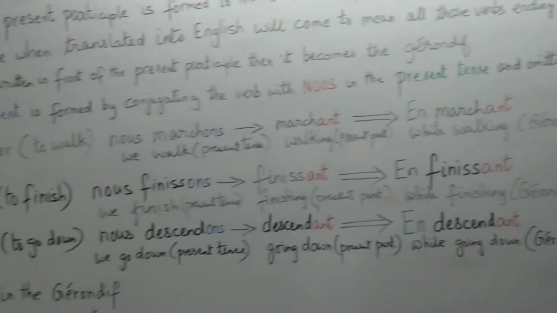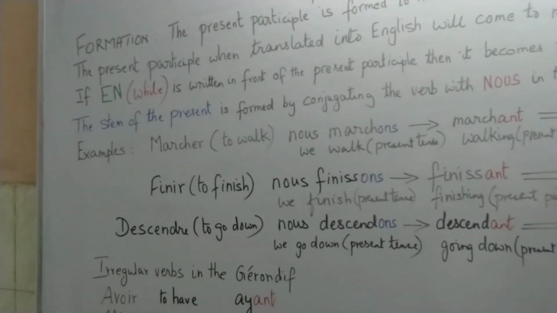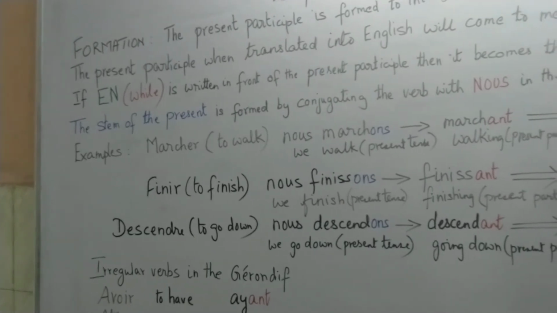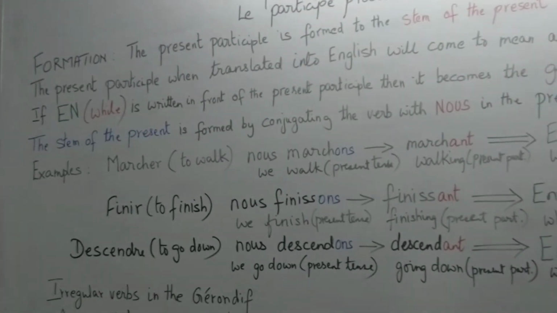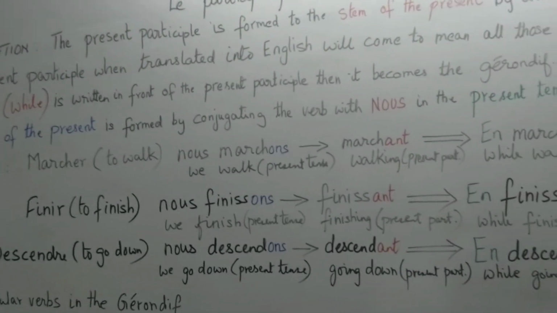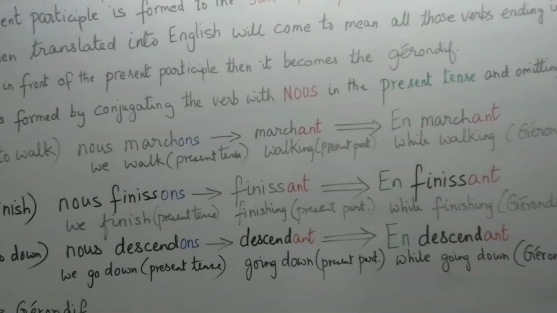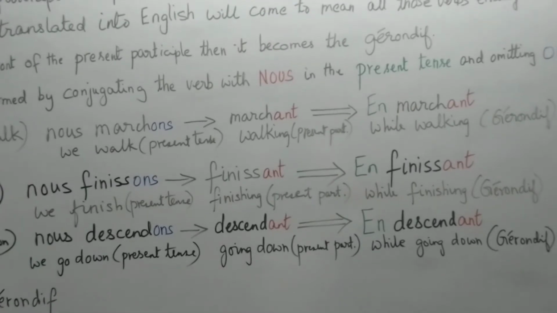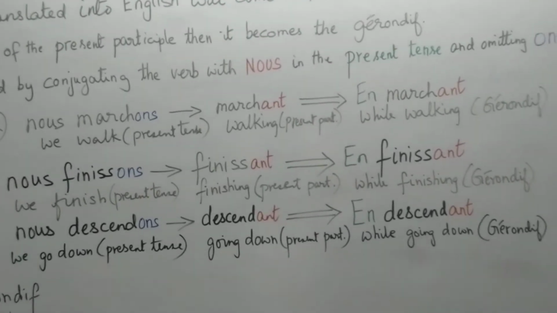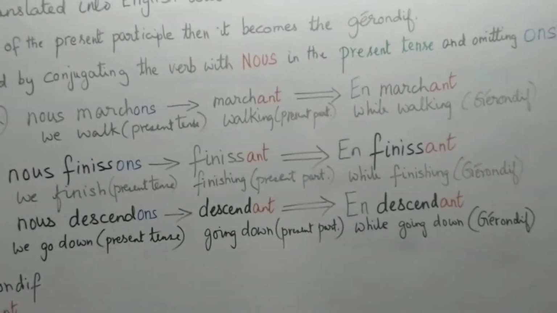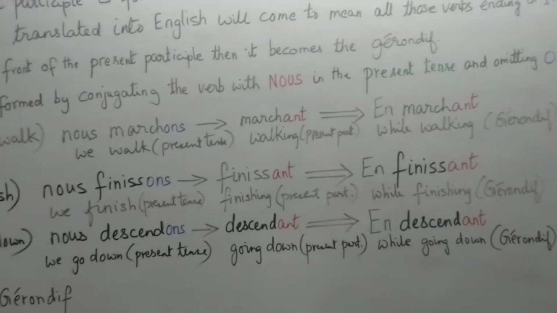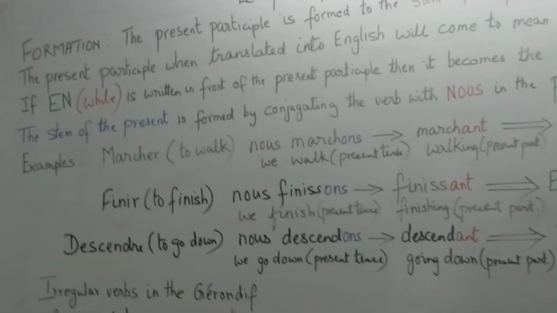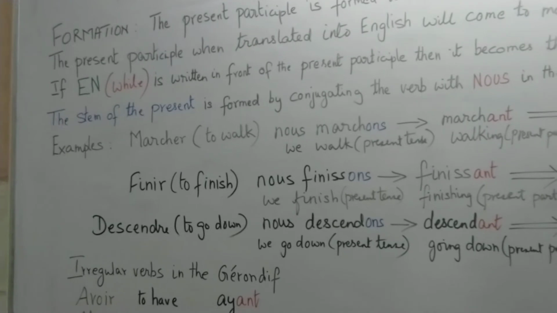If en, meaning while, is added in front of the present participle, then it becomes the gérondif. So, if you get a sentence, en jouant, it will mean while playing, or en marchant, it will mean while walking. Now, first things first, how to obtain the stem of the present.